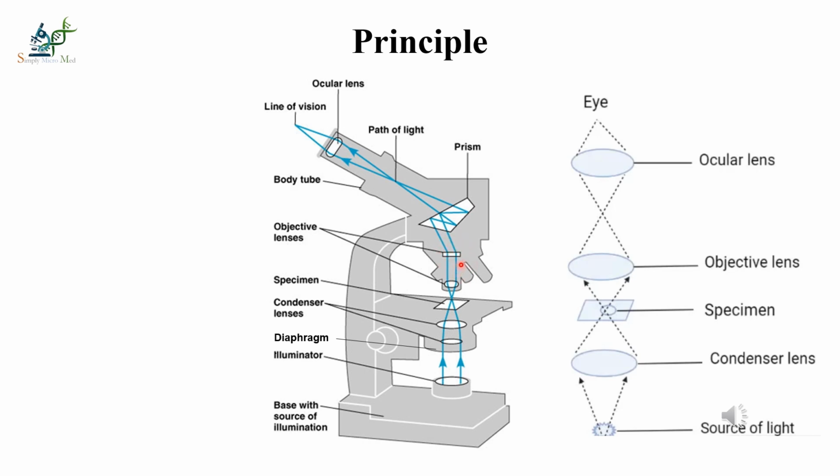When these light rays pass here, reaching the ocular lens, this ocular lens will also magnify the image. And from here, with the help of our eyes, we can see the enlarged view of the microorganism or the object.